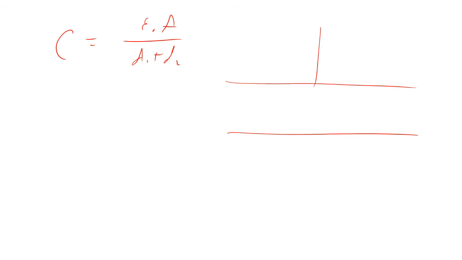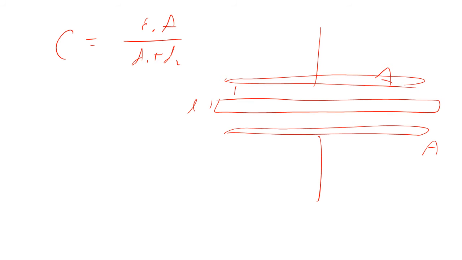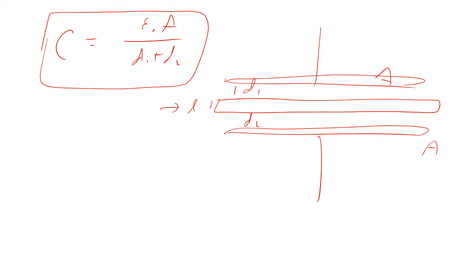I had this capacitor here. The upper plate was area A, the lower plate was area A, and I stuck a piece of metal in there that was length L, and what was left was D1 and D2. So the capacitance is just going to be epsilon naught A over D1 plus D2. It doesn't matter how big L is. All that matters is the clear space in between. It also doesn't matter where L is.